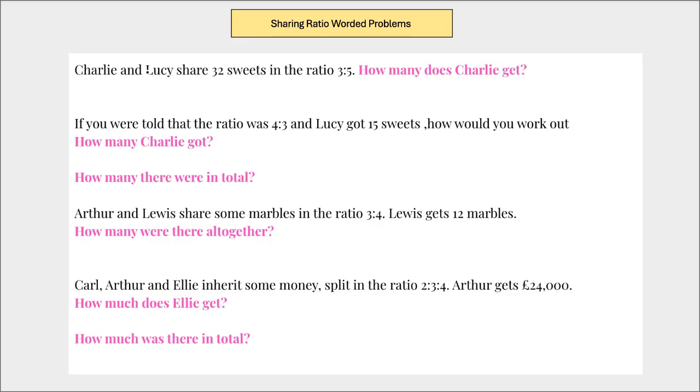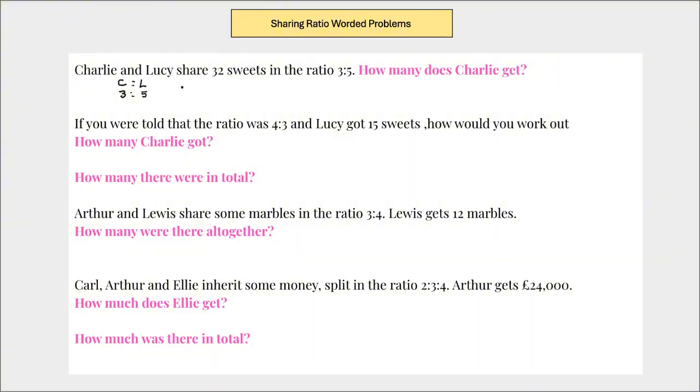So let's start. Charlie and Lucy share 32 sweets in the ratio 3 to 5. How many does Charlie get? Well, let's just write it out in order of the question. So Charlie and Lucy share 32 sweets in the ratio 3 to 5. So Charlie has 3, Lucy has 5. Remember that the ratio is in order of the question, okay? So if it was Lucy first and then Charlie, that would be the other way around. So it's always in order, following order.